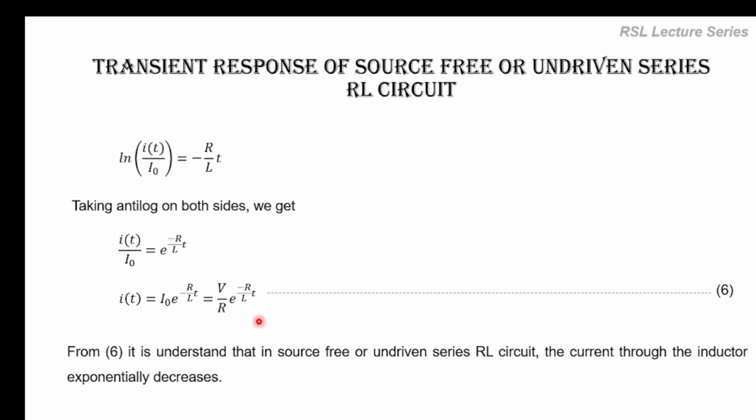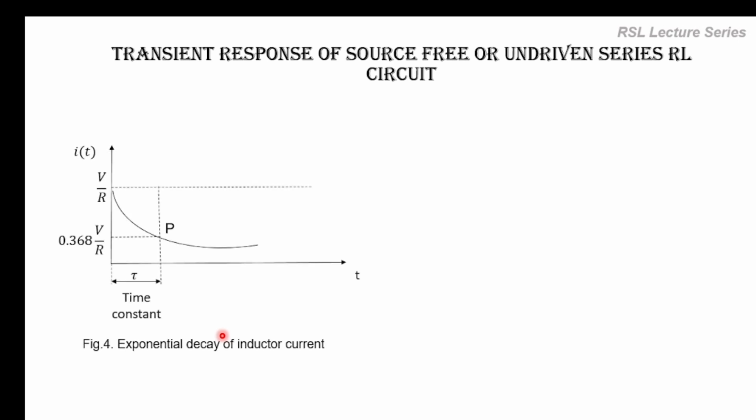From the equation it is understood that for a source free or undriven series RL circuit, the current is exponentially decaying. If we vary the value of t, the I of t value starts decreasing. Let us draw the graph. Let us consider equation number 6. If we substitute t is equal to 0 here, this will become e power minus 0, which is 1. So the initial value of current is V by R. Initially when t is 0, current will be V by R. After that, if we start increasing the t value, the current will start decreasing.